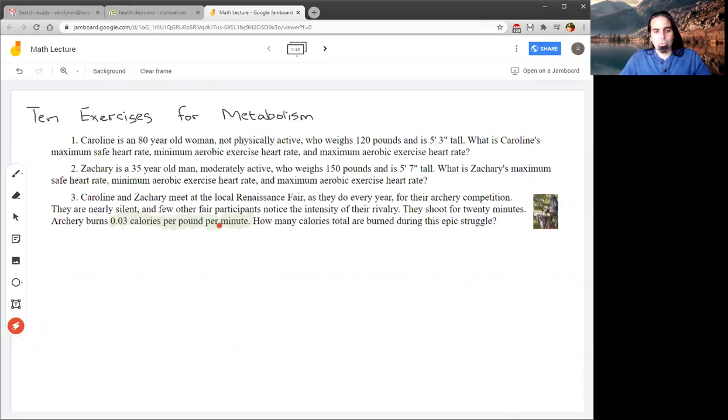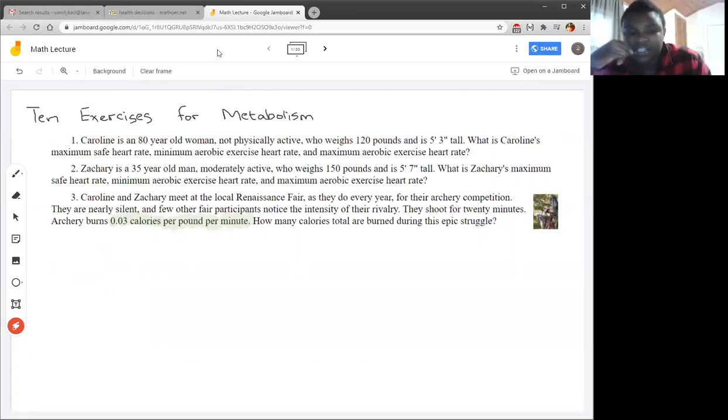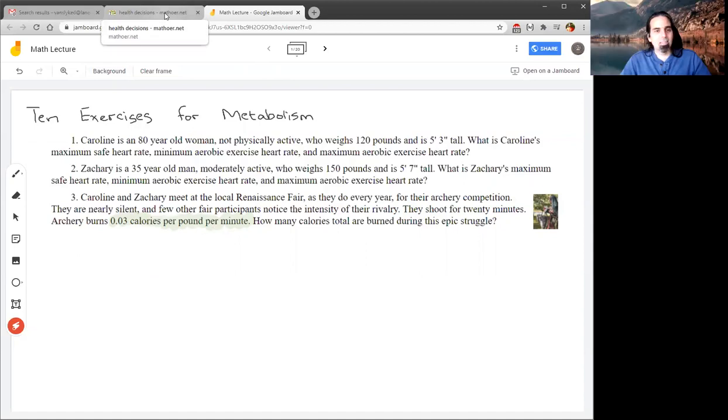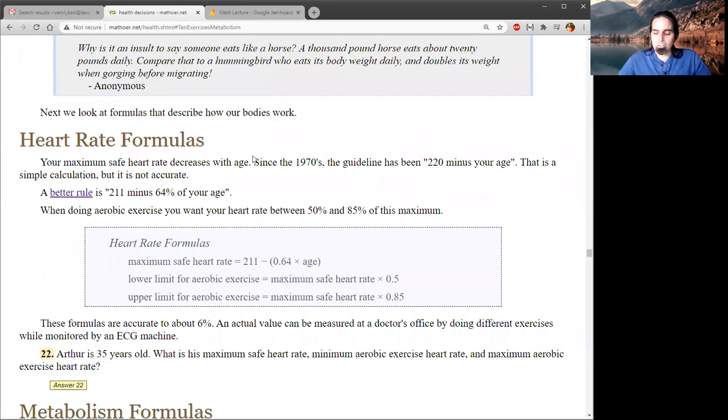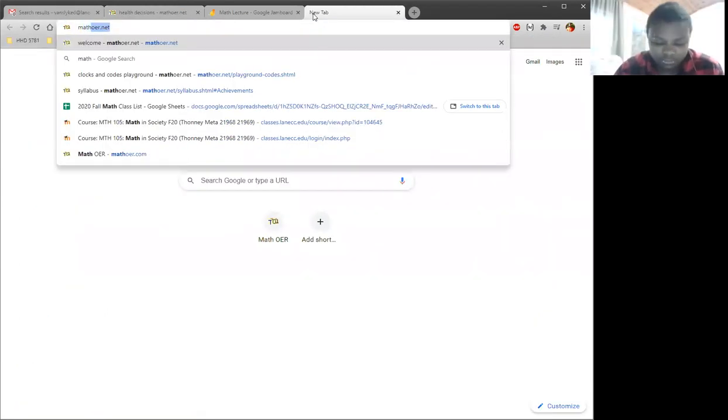So for the third, what number do we need from here? The hint is in the label, 0.3 calories per pound per minute. I have no idea. This is the one that I stopped at. Somebody else can't talk out loud, but could type in chat. I will just, however, go to this.